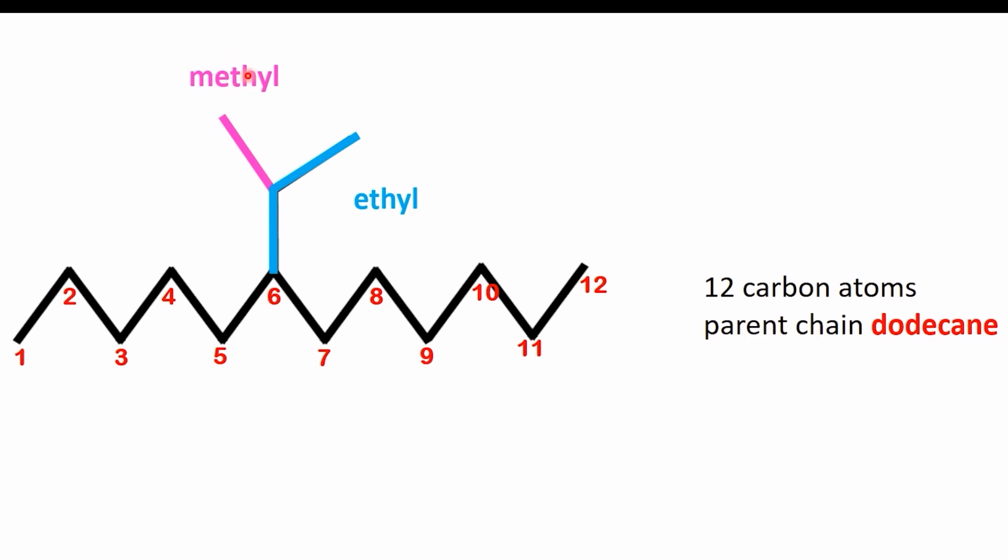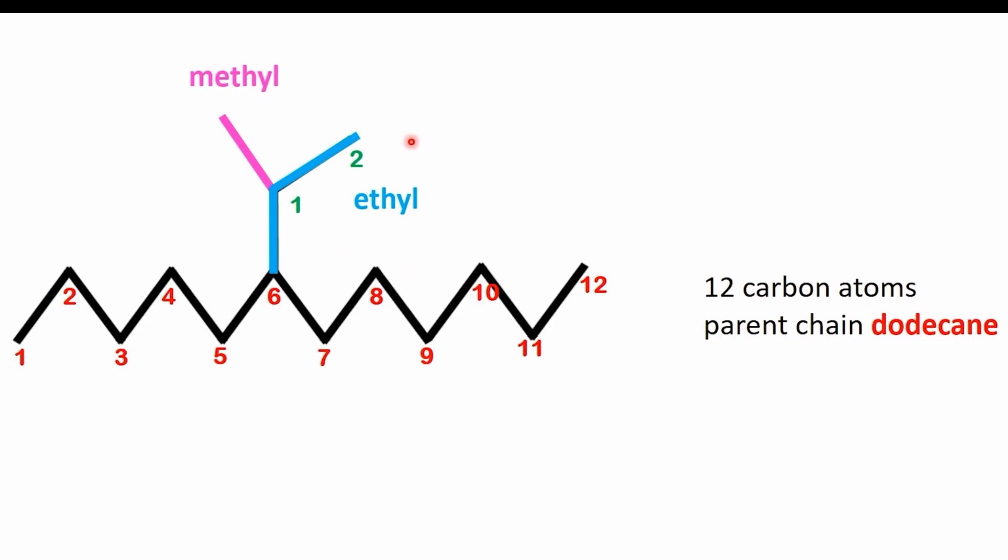To name this complex substituent systematically, follow these steps. First, identify the longest chain within the substituent. In this case, the ethyl group serves as the base chain. Next, number the carbons in the ethyl chain, starting with the one attached to the main chain as the first carbon. Here, a methyl group is attached to the first carbon of the ethyl chain.